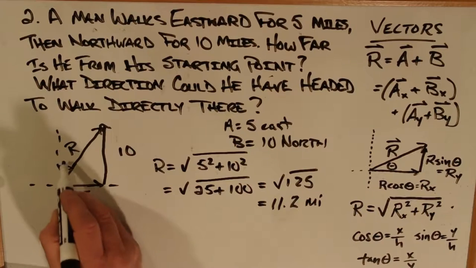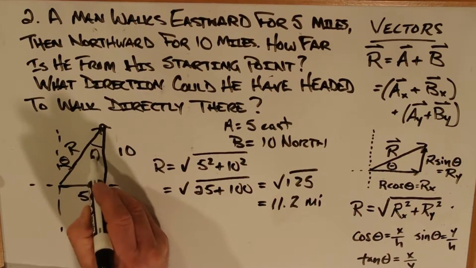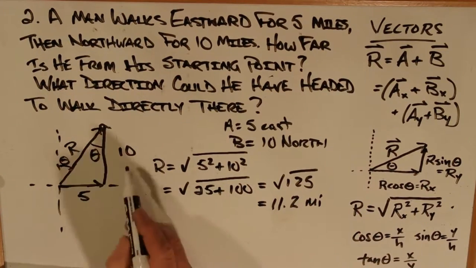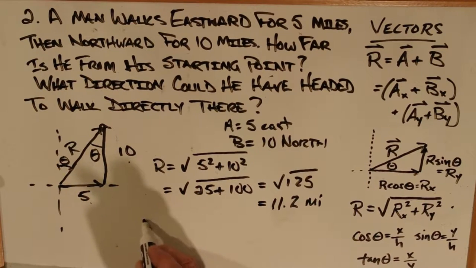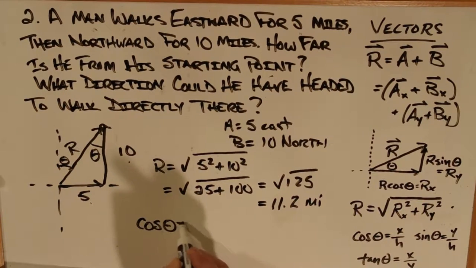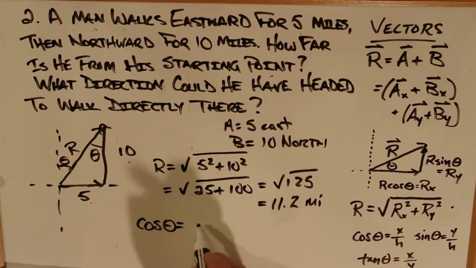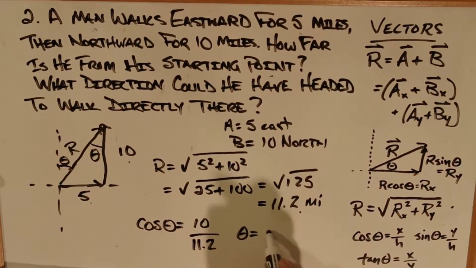We know that r is now 11.2, so we can use any of the trig relationships we have to determine what theta is. Using the cosine, we have cosine theta is equal to adjacent over hypotenuse, so that's going to be 10 divided by 11.2. So theta will be the inverse cosine of 10 divided by 11.2. Numbers go into the calculator, and theta comes out to be 26.7 degrees.